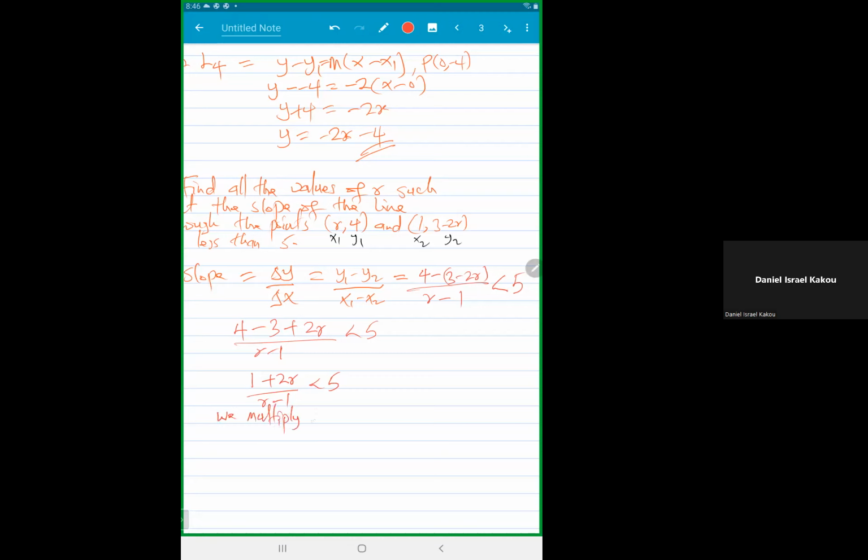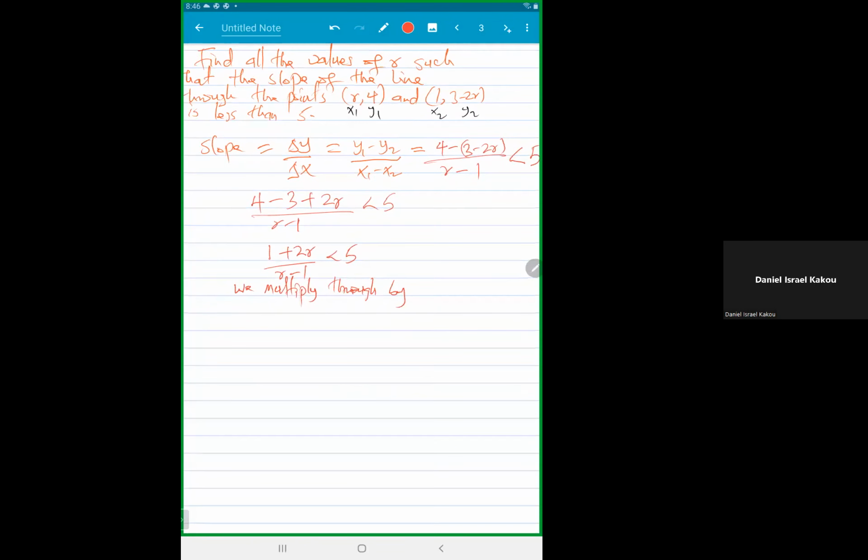So we multiply through by (r minus 1) squared, right? So that would be (r minus 1) squared times (1 plus 2r) all over (r minus 1) less than 5 times (r minus 1) squared. So one of the (r minus 1) cancels from the left hand side, right? So we are left with just (r minus 1) times (1 plus 2r).